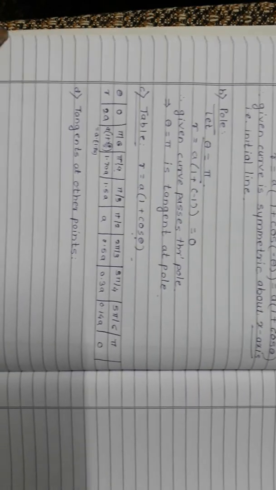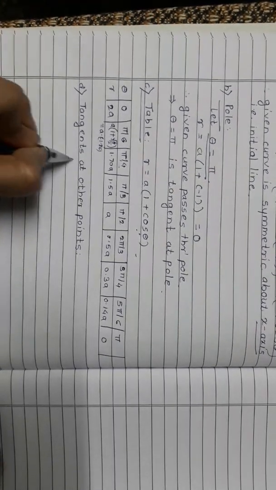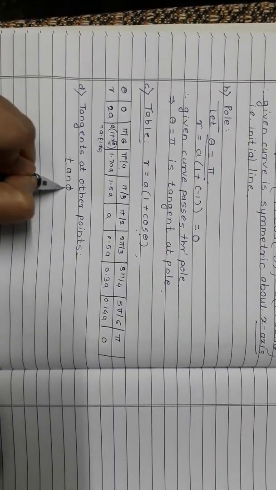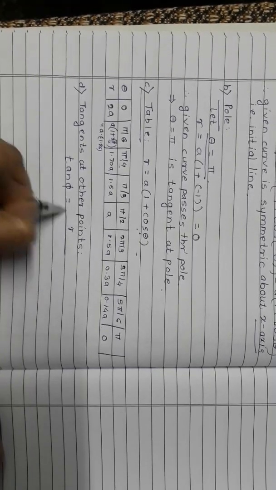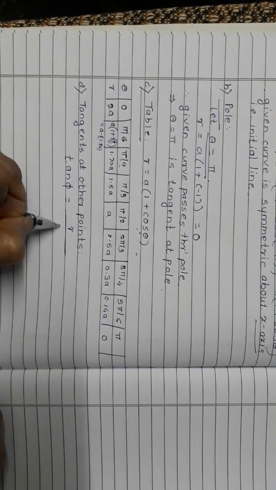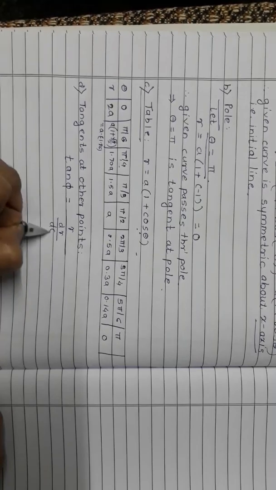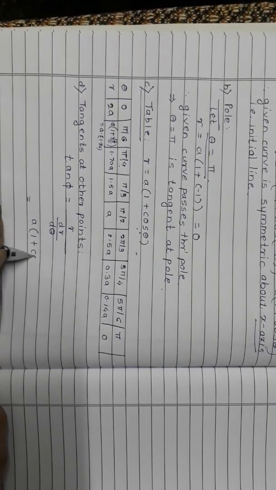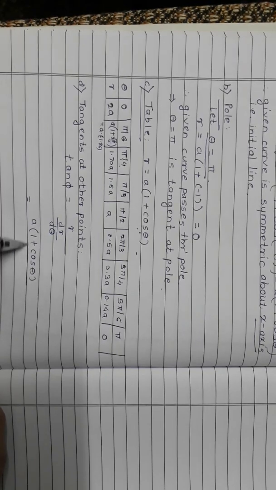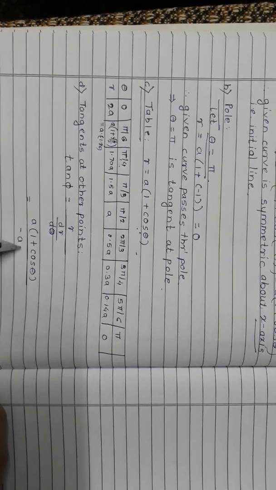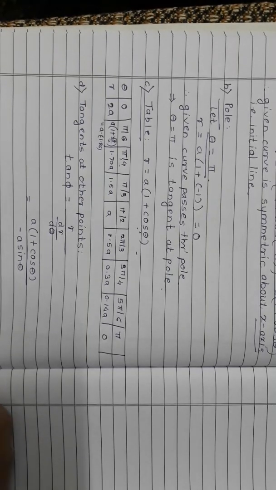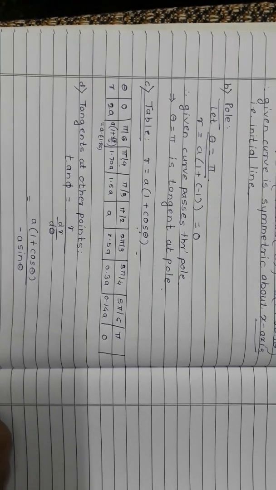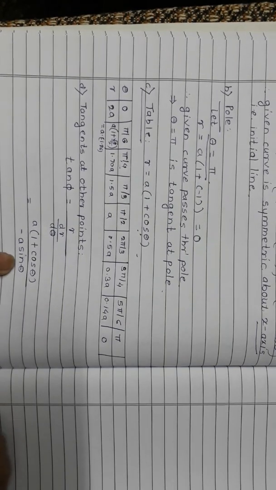So what was the formula? The formula we are going to use here is tan phi is equal to r upon dr by d theta, right? What is r? R is nothing but a into 1 plus cos theta. Its derivative with respect to theta is a into minus of sin theta, right? Using this we are going to figure out what must be the value of phi.